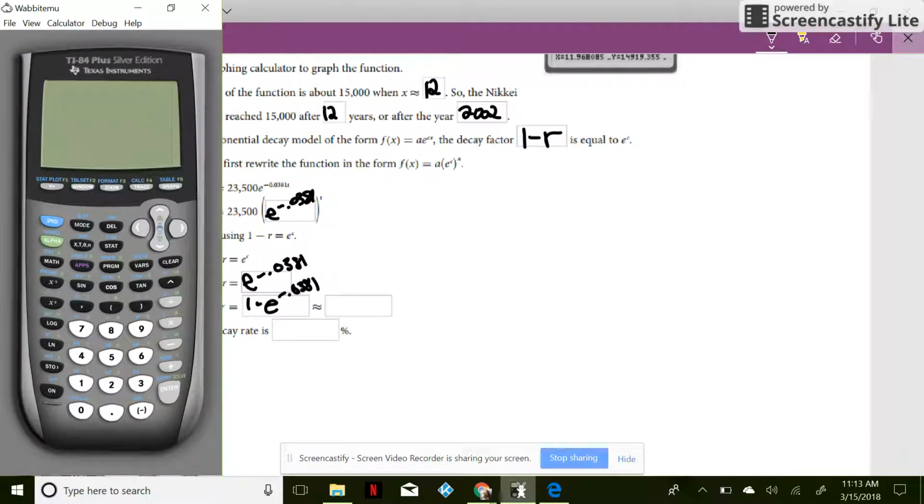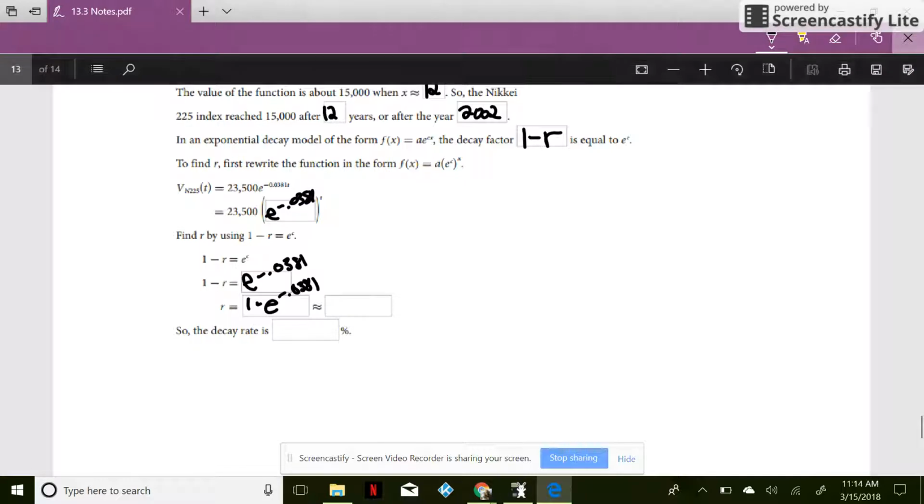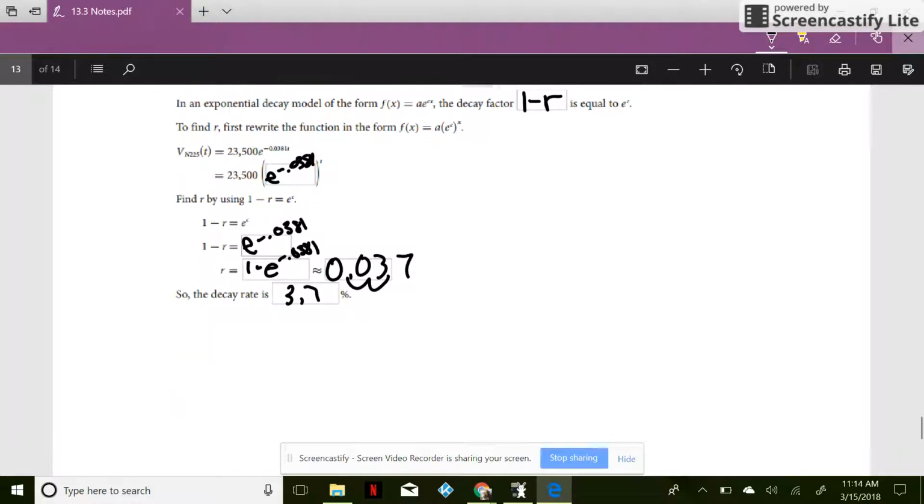Now to put that into your calculator, okay, 1 minus e to the power. You'll notice on the left next to 4, it says ln, and then in blue above that, it says e to the x. So that's what we're going to use to raise e to the power 0.0381, and we get 0.037. So writing that as a percent, we move that decimal over twice. It's about 3.7% decay rate.